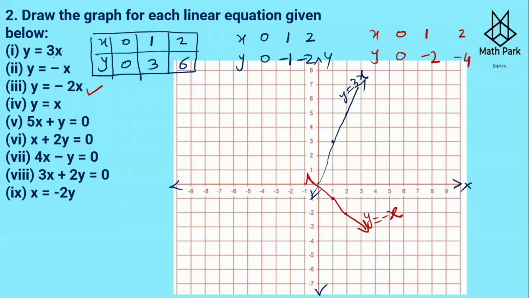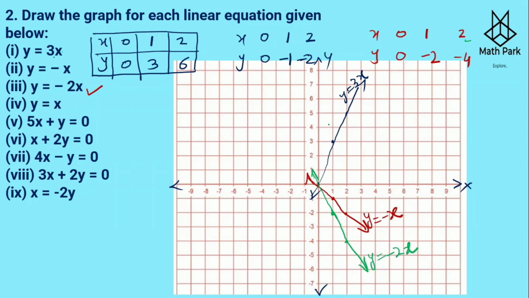So 0, 0, it is going to start from here. Then 1, minus 2. So x is 1 and y is minus 2. This is the point. X is 2 and y is minus 4, so 2 and minus 4 is this point. Let us join these 3 points, and we can see the graph is again passing through the origin. So this is the line y is equal to minus 2x.